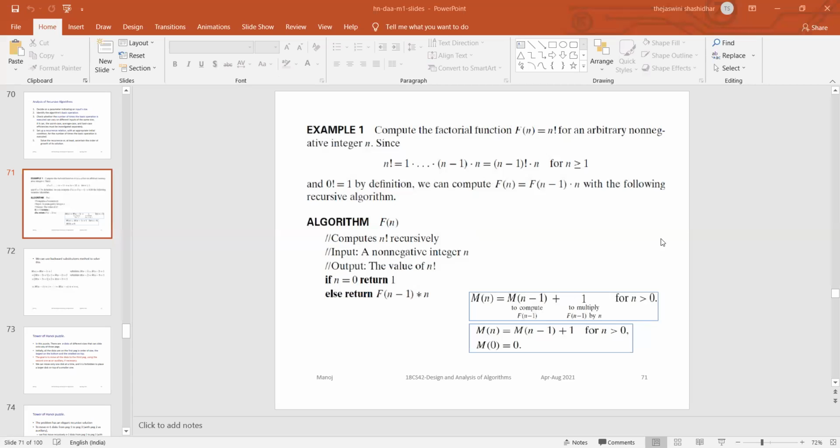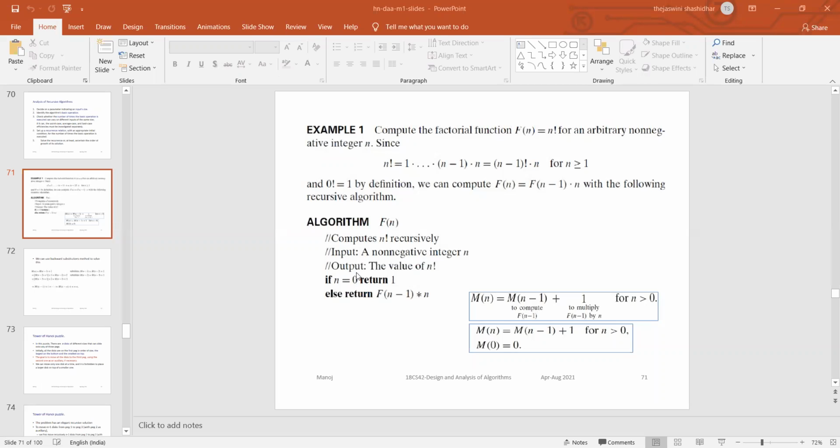For the factorial, we have the formula n into n minus 1 factorial. So what is the formula to find the factorial of a number n? It is n into n minus 1 factorial. Now we shall go with the algorithm. What is the algorithm telling? The input will be a non-negative integer n. What is the output? It is the value of n factorial.